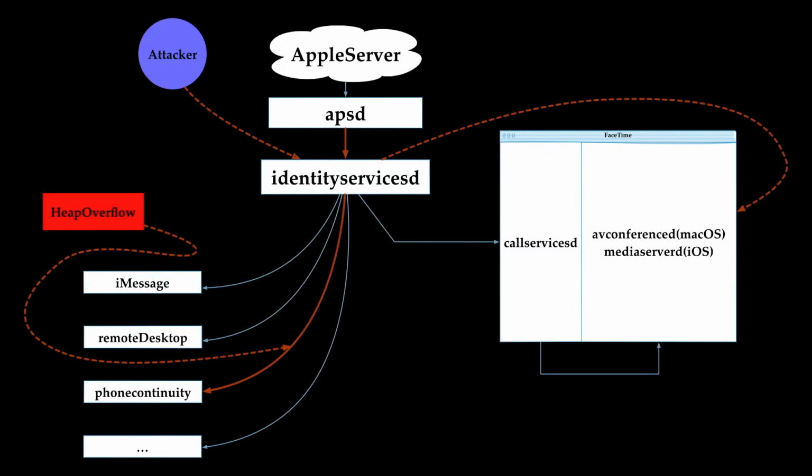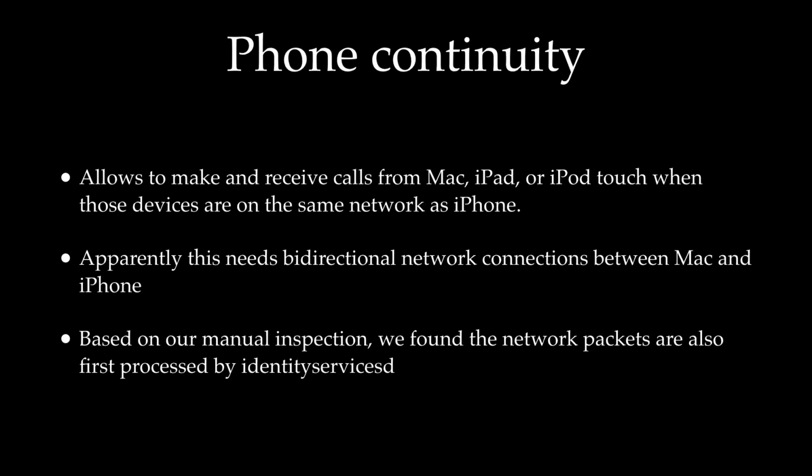Okay, now let's move to another attack surface. Paul already mentioned that Identity Service D, or identityservicesd, is able to deliver notifications or network packets to a lot of different system services like MSH, remote desktop, and phone continuity. We analyzed some of them, and we found some very interesting bugs too. For example, let's look at phone continuity. Phone continuity allows you to make and receive calls from your Mac or iPad if these devices are close to your iPhone and they are logged in with the same Apple ID.